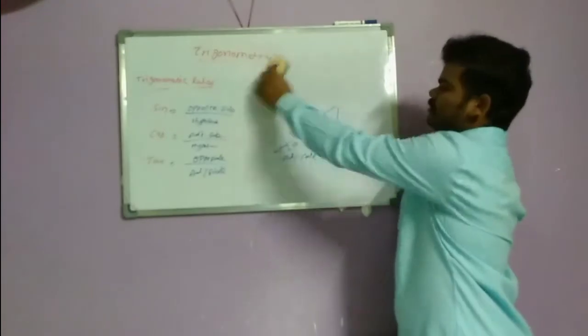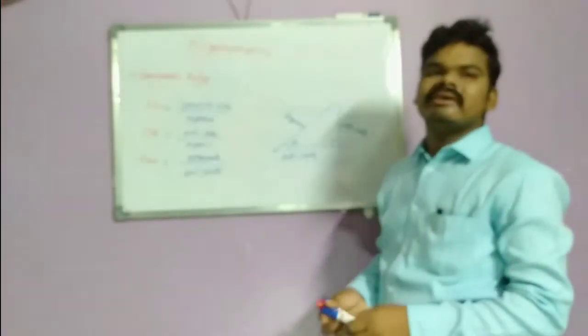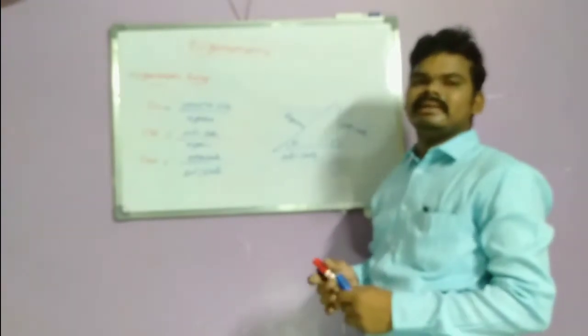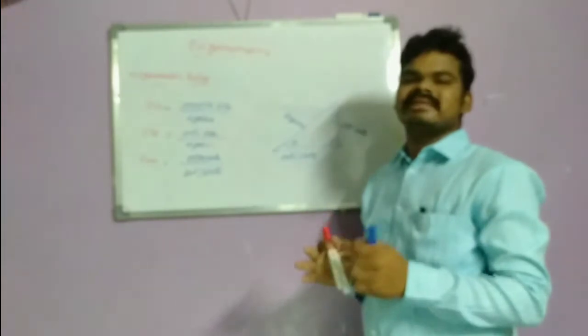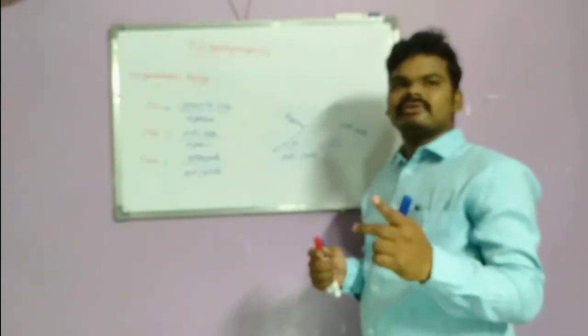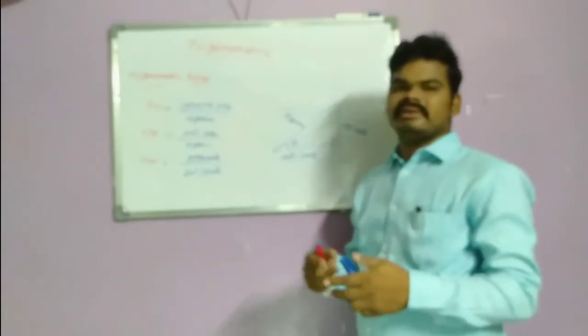Now, what is the multiplicative inverse of any number? The product of those two numbers gives 1. That number is called the multiplicative inverse of the other. They are multiplicative inverses of each other.